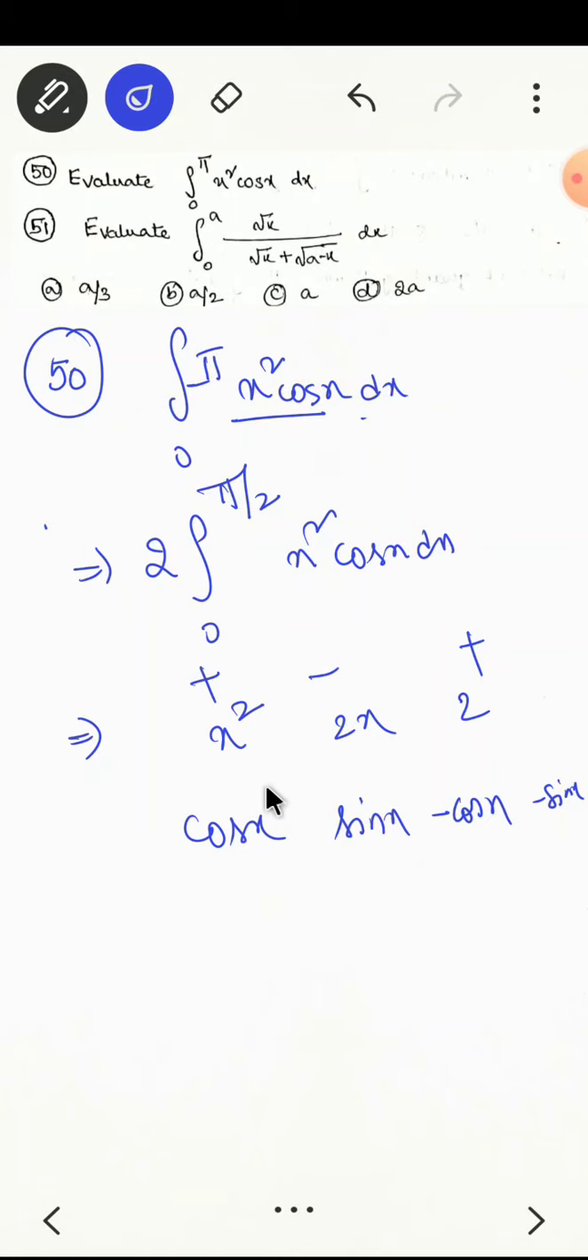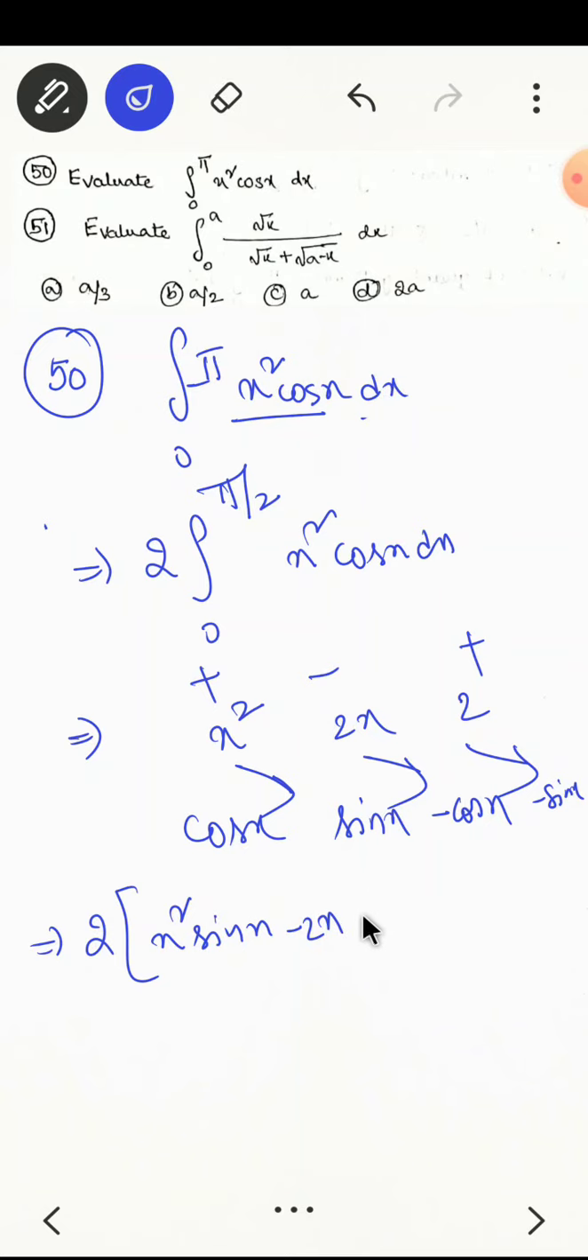How do you do the multiplication? As you know, x square into sin x, minus 2x into minus cos x, plus 2 into minus sin x. So let's write: 2 into x square sin x minus 2x into minus cos x, which becomes plus 2x cos x, then minus 2 sin x, from 0 to pi by 2. You have to apply the limits.